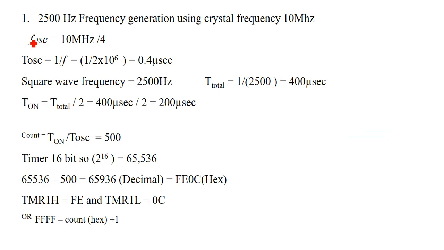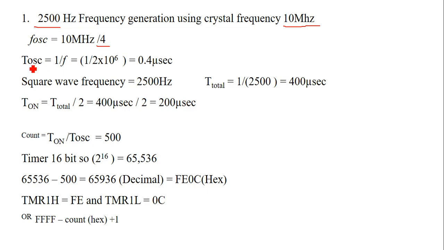Now we want a square wave with a frequency of 2500 Hertz with a crystal frequency of 10 megahertz. So we have to do some calculation. F oscillator is equal to 10 megahertz divided by 4. Why 4? Because the machine cycles are 4. So the internal clock frequency is divided by 4.